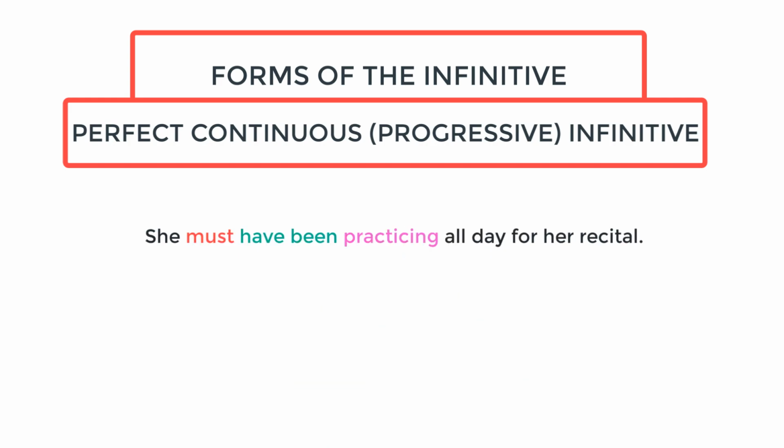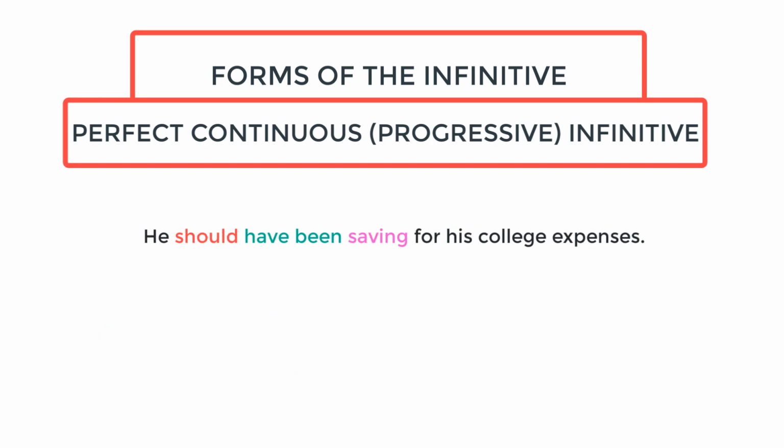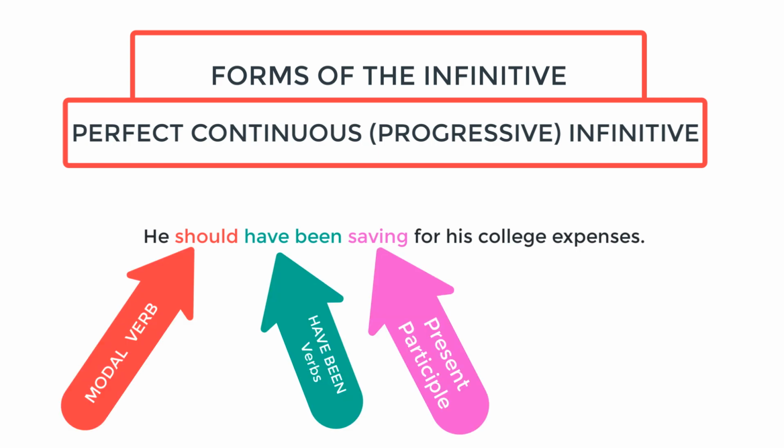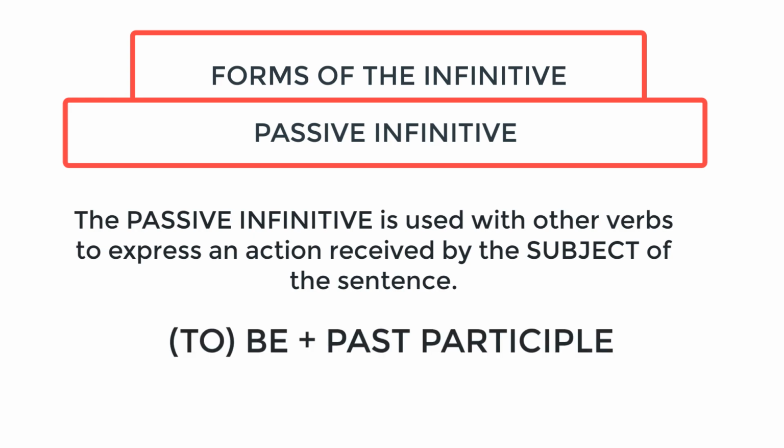She must have been practicing all day for her recital. He should have been saving for his college expenses. The passive infinitive is used with other verbs to express an action received by the subject of a sentence. It is formed by combining to be with the past participle of a verb.